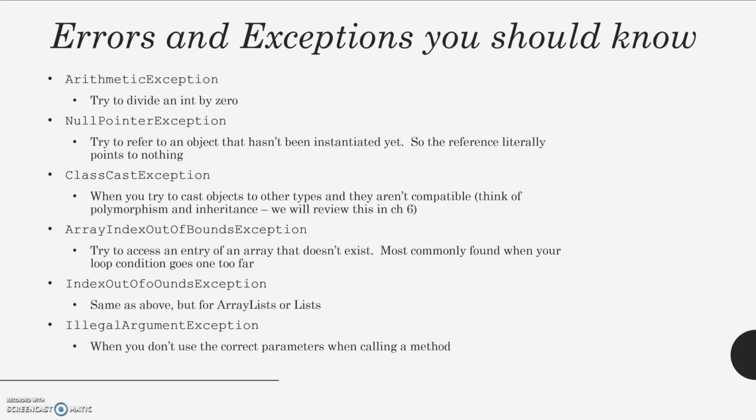Array index out of bounds exception. This is typically when we have a loop that goes too far. It's mostly for arrays. You'll see the index out of bounds exception with the extra O, it looks like right there. But that typically just shows up for array lists and lists in general. And then the last thing, your illegal argument exception. This is when I have an incorrect parameter at some point in time. Like my parameter is supposed to be a bank account, but I accidentally fed it a pig.